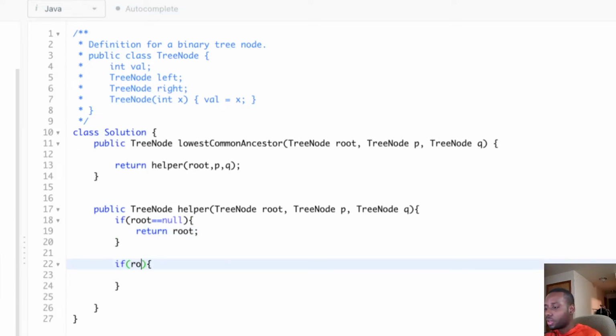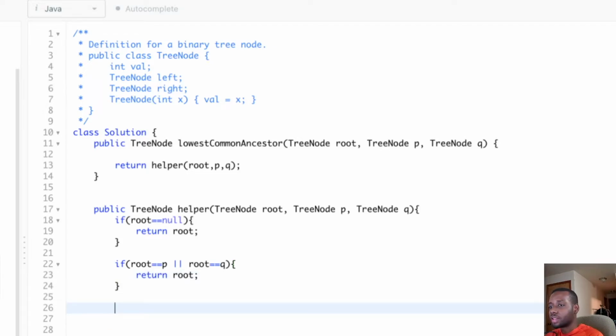So if the root equals P, or the root equals Q, either or, we just return the root automatically. If it's not that case, then we're going to recursively check our left and right subtrees for the thing that we're looking for.